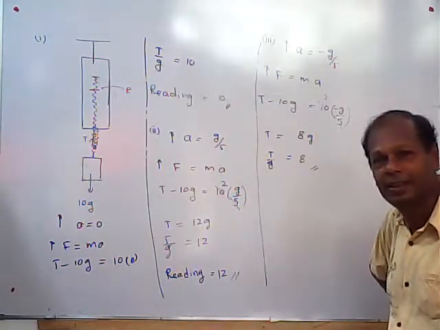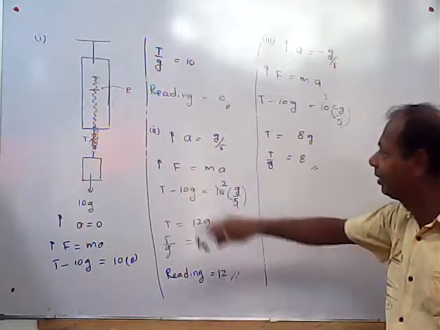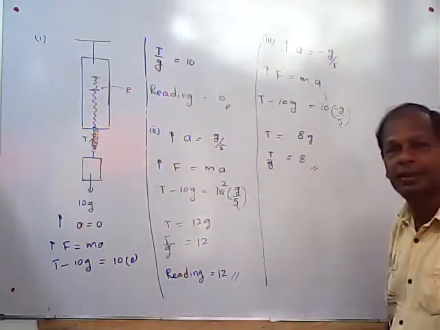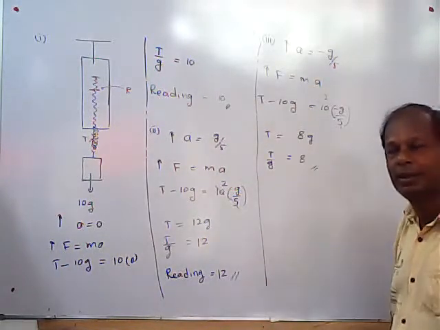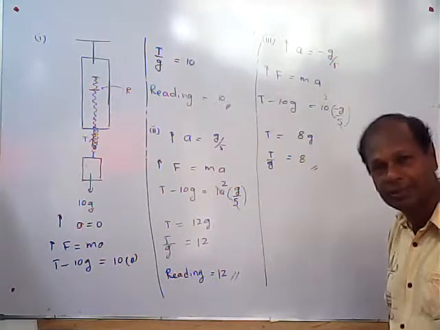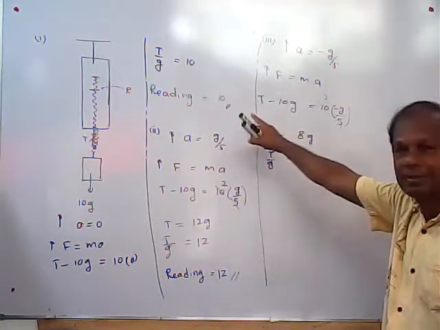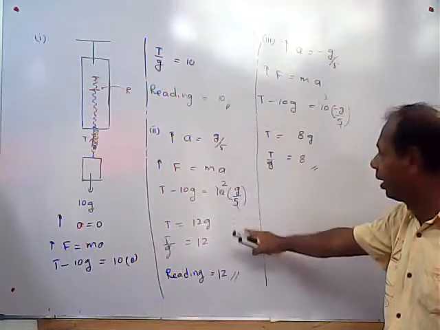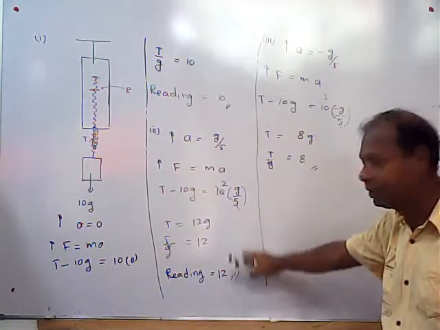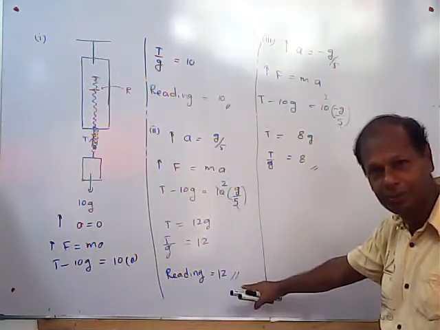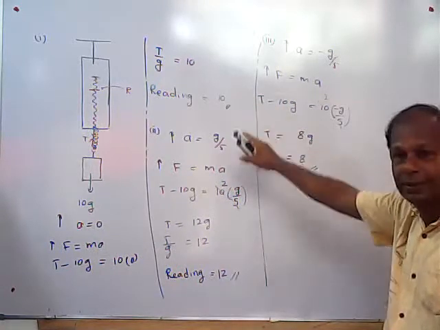You see what's happening here? If the elevator is moving at uniform velocity, you get the reading as 10. If it's going up at acceleration g over 5, the reading is 12. You get a bigger value than what you got earlier.